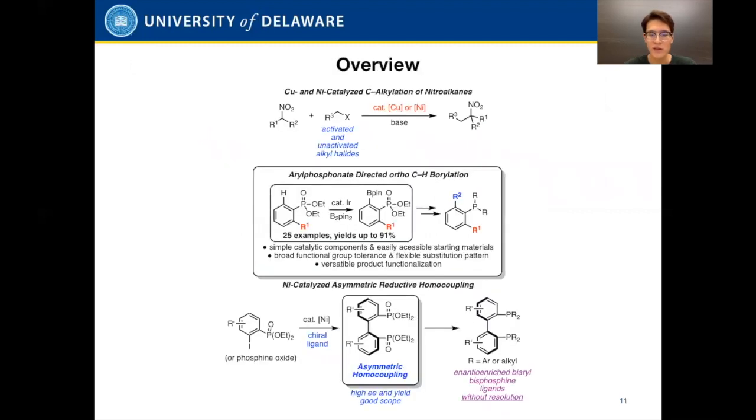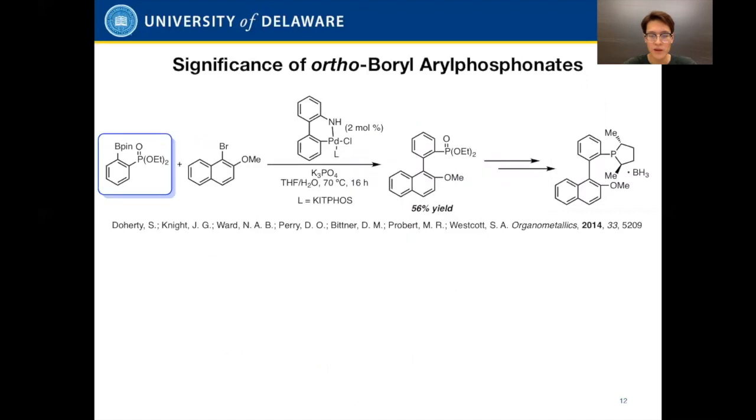Next, I'll be discussing our collaborative work with Professor Tim Clark's group at the University of San Diego on arylphosphonate-directed ortho-CH borylation. Ortho-boryl arylphosphonates are an important class of compounds that can be used to access highly substituted arylphosphonates. In addition, these compounds are also frequently used as precursors for the synthesis of phosphorus-based ligands.